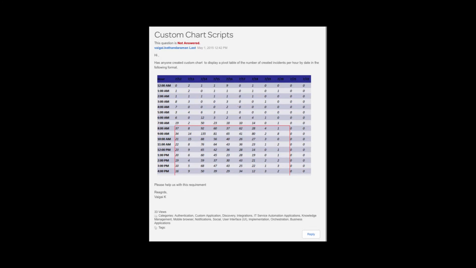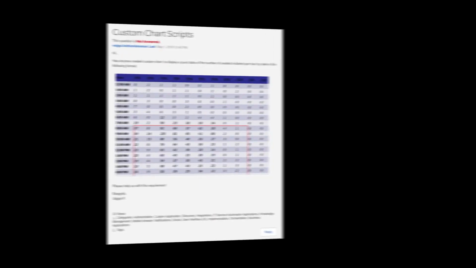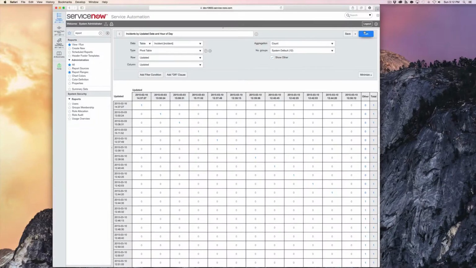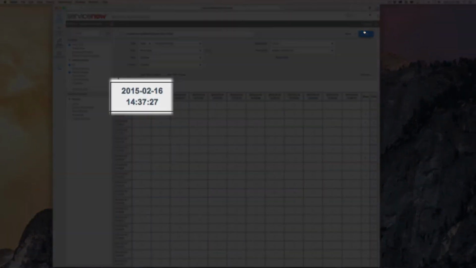So let's go ahead and take a look at this using one of VegIK's questions as an example. VegI wants to create a pivot table that groups incidents by the date and hour that they were created or updated. I'm going to use updated in this case. In the native report, this is difficult to accomplish because the row and column doesn't allow you to break down dates. It only gives you the full timestamp.